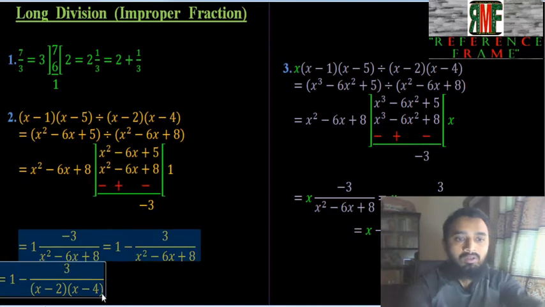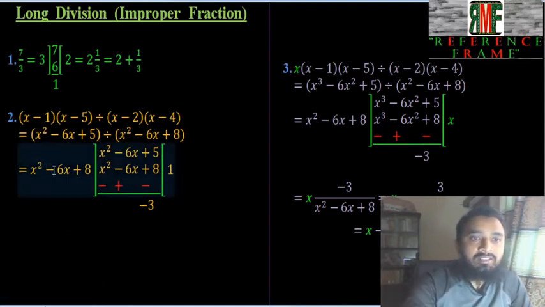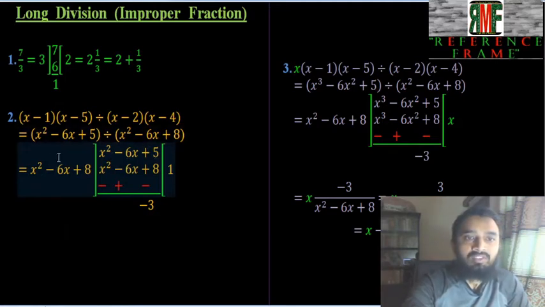So look, as you can see here, x squared minus 6x plus 8. Here we can see x squared minus 6x plus 5, which is divided by this one. So look, what is the index of x? 2. What is the index of x? 2.